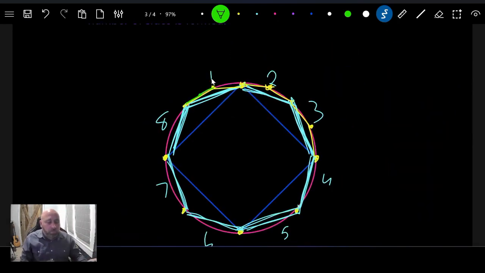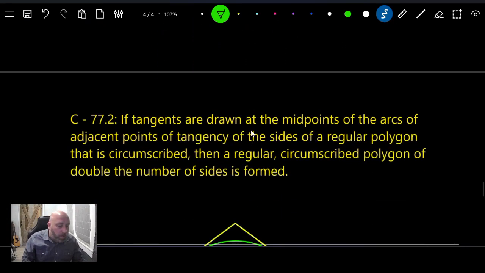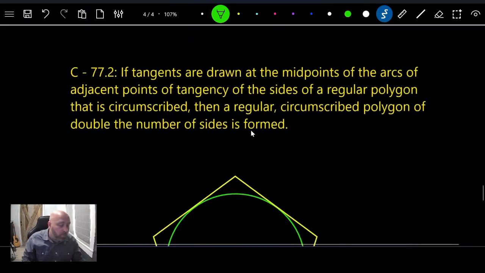Now, check out this next corollary, and then I'm going to make a cool point, and you're going to be like, wow, maybe mind blown. All right, so watch out.